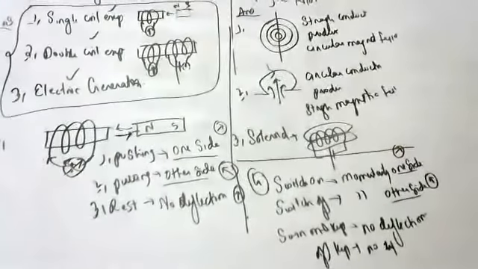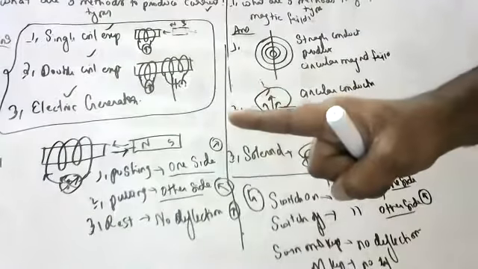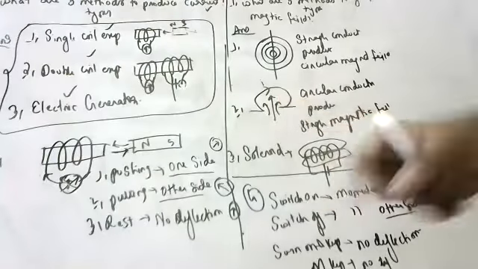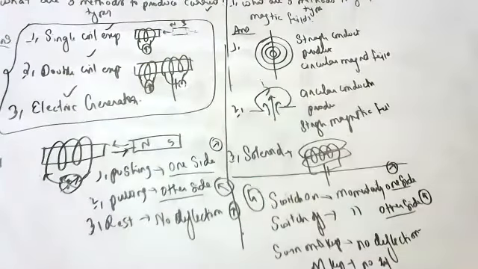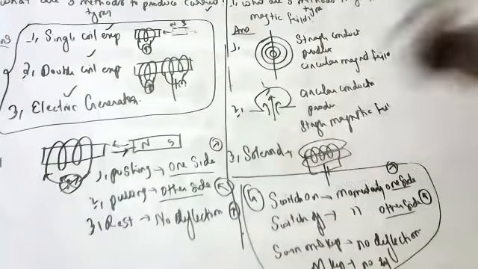Then what happens? The galvanometer continuously shows deflection. When you switch on, it deflects and comes back. When you switch off, it deflects and comes back. When you switch on and off continuously, it keeps on deflecting. When you switch on and keep it like that, it won't show any deflection. This question they may also ask based on this.